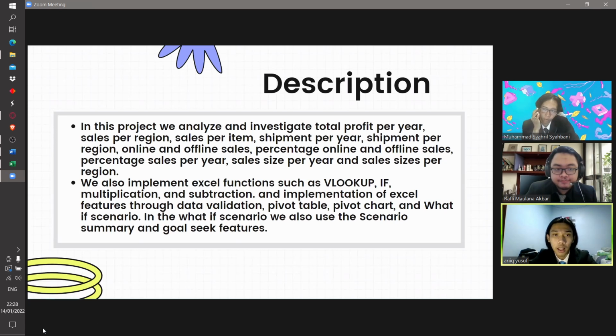Description. In this project, we analyze and investigate total profit per year, sales per region, sales per item, and etc. We also implement Excel functions such as VLOOKUP, if, multiplication, and subtraction. And implementation of Excel features through data validation, pivot table, pivot chart, and what-if scenario. In what-if scenario, we also use the scenario summary and goal seek feature.